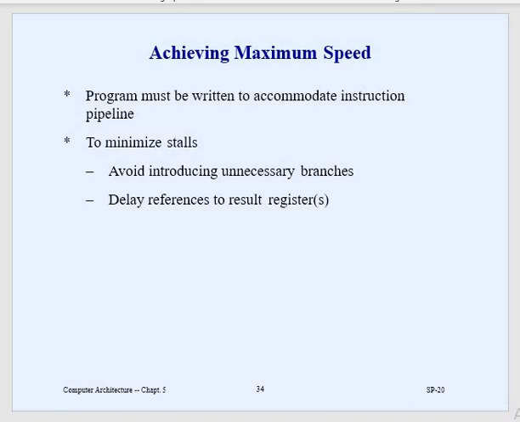So such arrangements are called branches or subroutines. Interchangeably they are used; you can say they are synonyms of each other. So we need to avoid introducing unnecessary branches wherever possible. But in the process industry, we cannot avoid it.